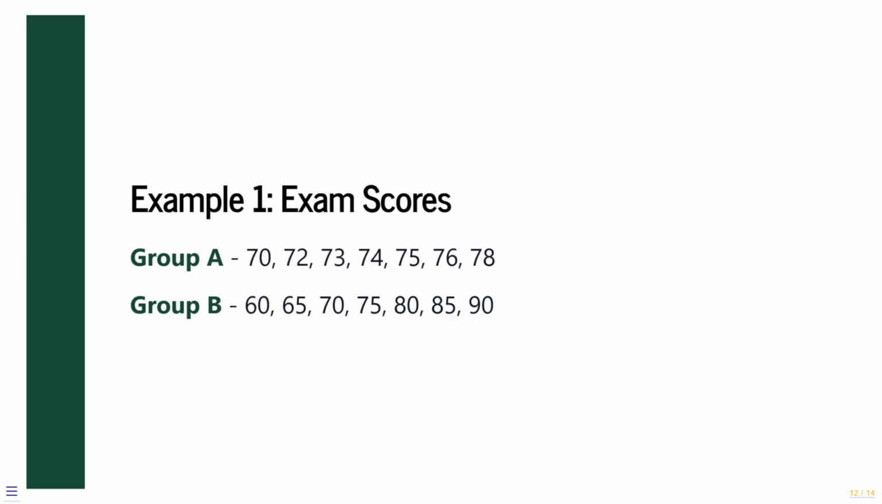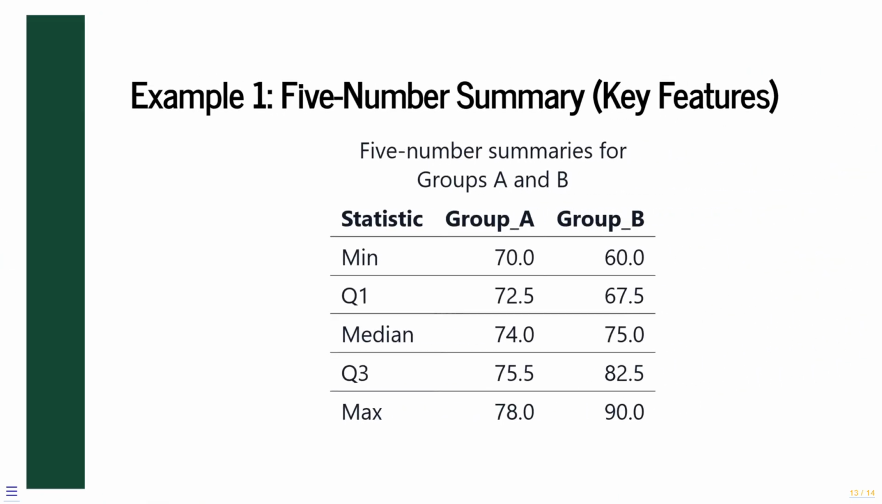Let's summarize the key features of the 5-number summaries for these two groups. For Group A, the minimum is 70 and the maximum is 78. The median is 74, which is a very typical value right in the middle of that small range. For Group B, the minimum is 60 and the maximum is 90, and the median is 75. Notice something interesting already. The medians are very close: 74 for Group A and 75 for Group B. So in terms of center, these groups are similar. But in terms of spread, they're very different.